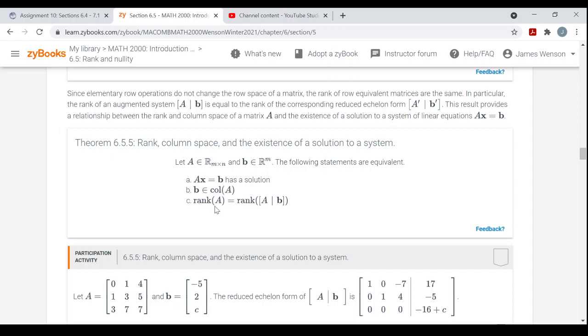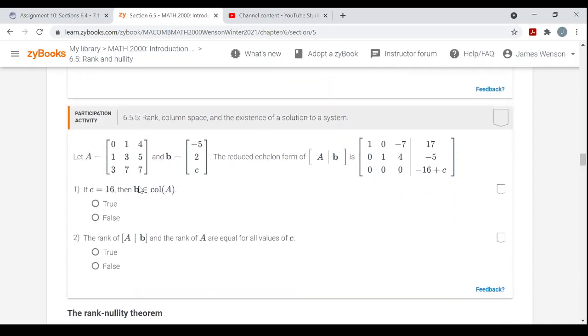And the rank of A, if these are true, then this will be true. The rank of A will be the same as the rank of the augmented matrix. All right, again, if these are true, this will be true. And if one of these is false, all 3 will be false.